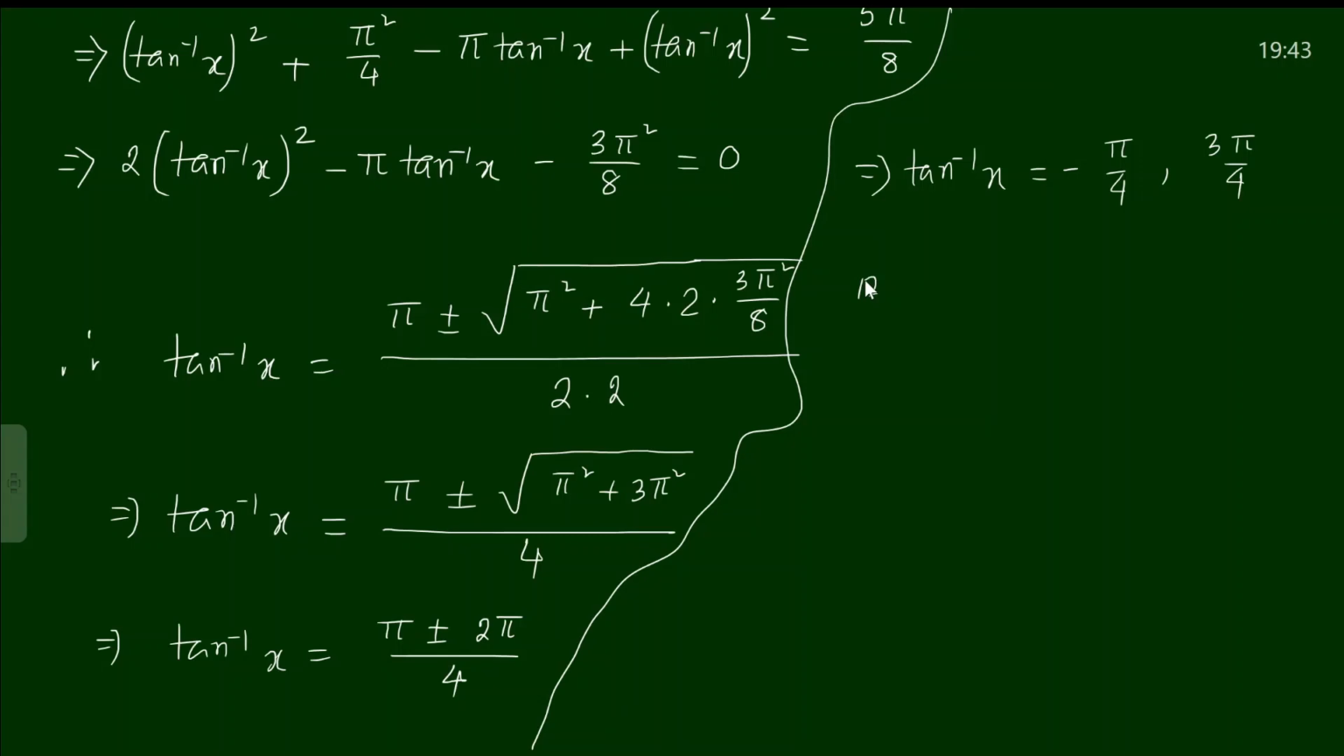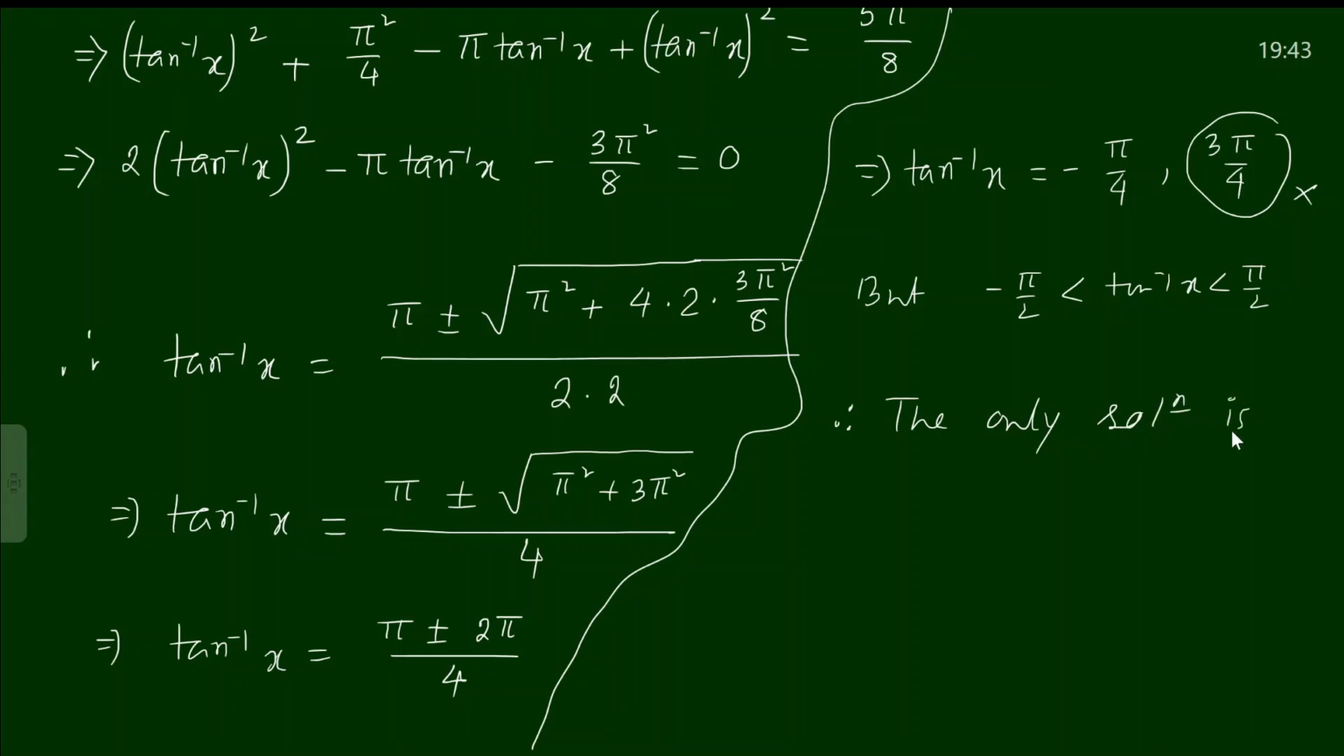But you see, the range of the tan inverse x function is always between minus pi by 2 and pi by 2. So this solution is not valid for this equation. Therefore the only solution is tan inverse x is equal to, sorry, not pi by 4, minus pi by 4.